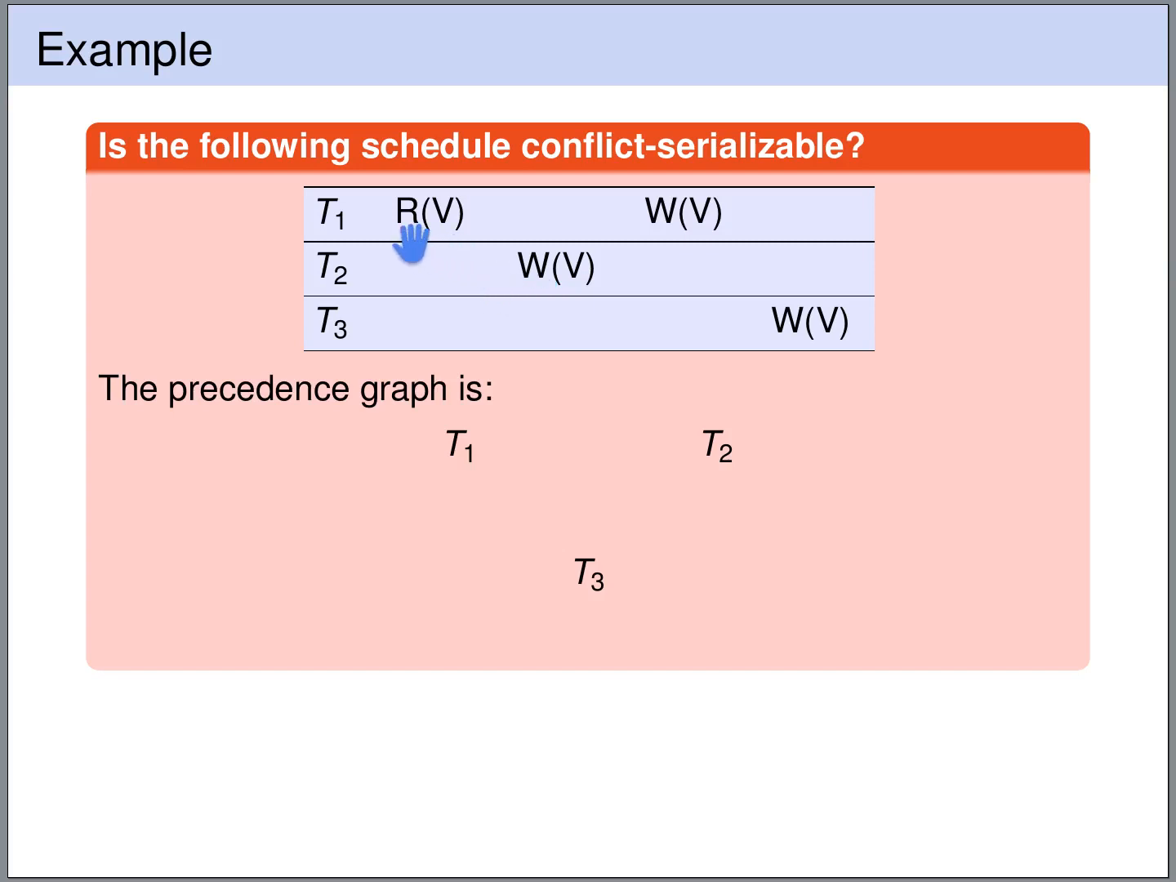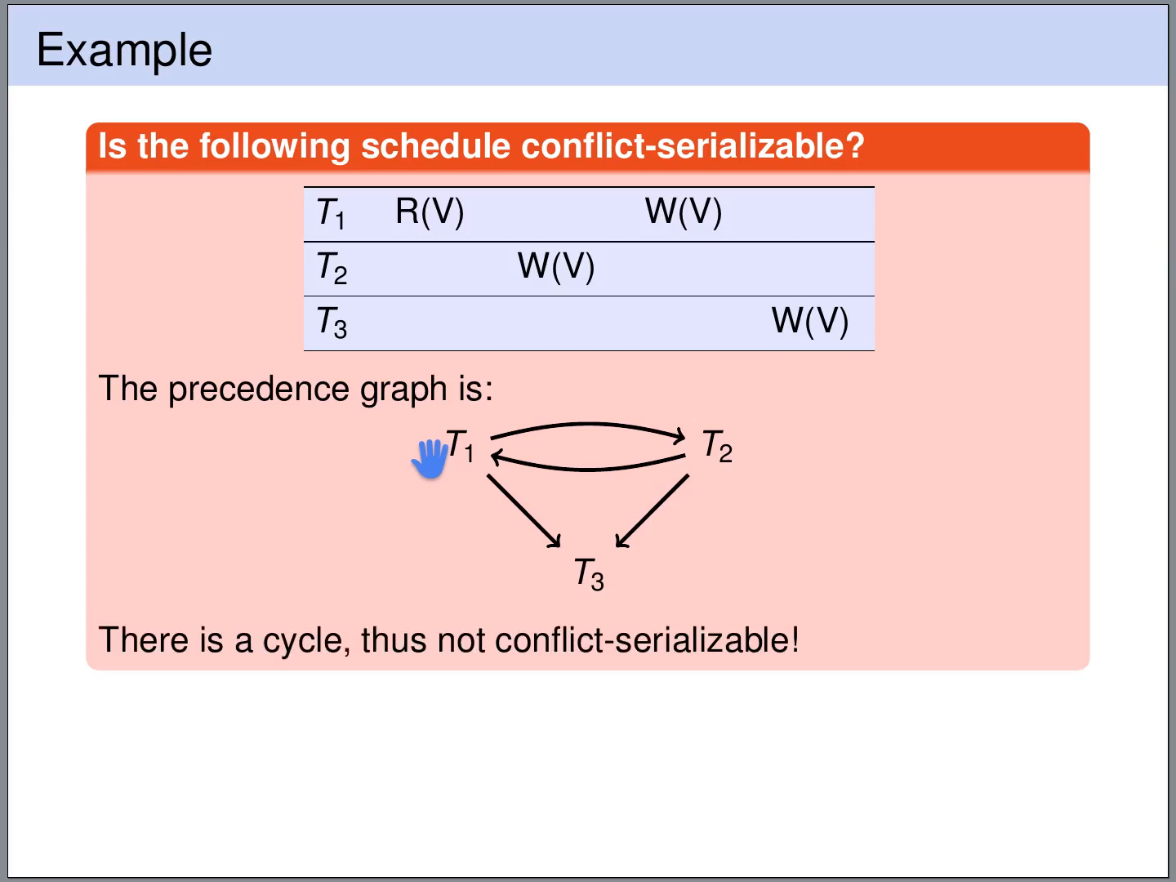Moreover, this read conflicts with this write, so we have an edge from T1 to T2, and this write conflicts with this write, so we have an edge from T2 to T3. And also this write conflicts with this write, but we already have an edge from T1 to T3. So this is our completed precedence graph, and obviously there is a cycle. We can go from T1 to T2 and back to T1. So this precedence graph contains a cycle. This schedule is not conflict serializable.